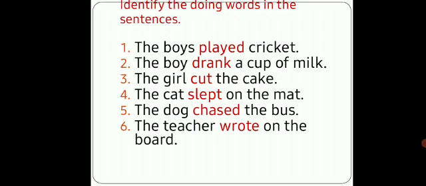Okay, the girl cut the cake. The cat slept on the mat. The dog chased the bus. The teacher wrote on the board. As you can see, these words written in red: played, drank, caught, slept, chased, and wrote. All these are action words and they are in the past tense. That means the actions have been completed by the subjects. Alright.